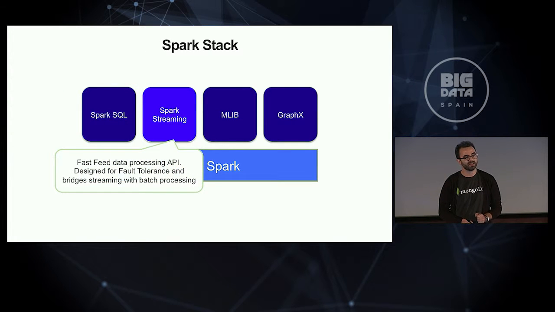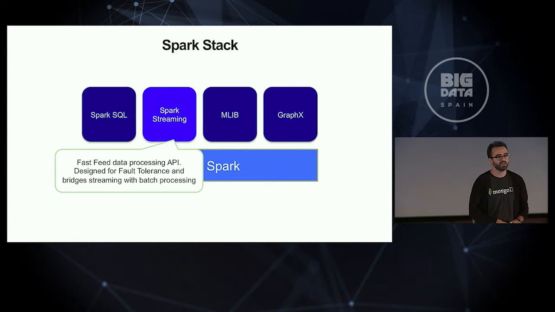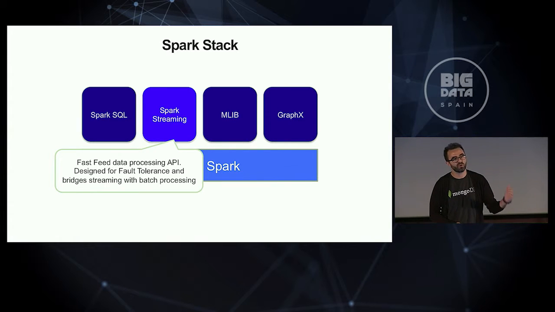Then you have Spark Streaming, and this is probably one of the biggest hypes of Spark, which allows us to ingest streams and process them in a stream way and do a lot of real-time or near real-time big data processing. It's extremely useful, especially if you want the fault tolerance part in the equation.